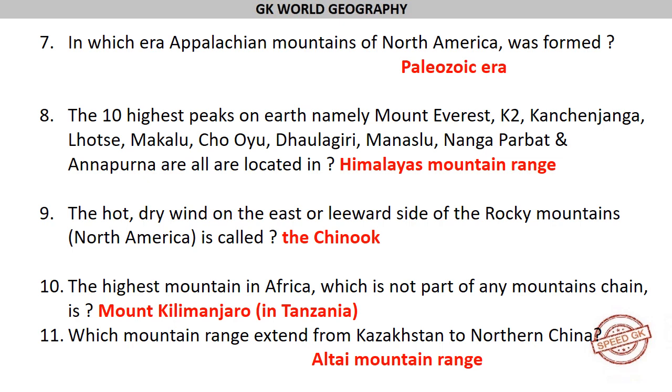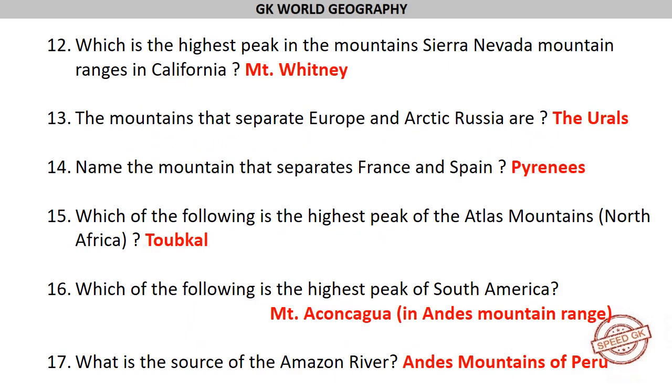Which mountain range extends from Kazakhstan to northern China? Altai mountain range. Which is the highest peak in the Sierra Nevada mountain range in California? Mount Whitney. The mountains that separate Europe and Arctic Russia are the Urals. Name the mountain that separates France and Spain. Pyrenees. Which of the following is the highest peak of the Atlas Mountains, North Africa? Toubkal.